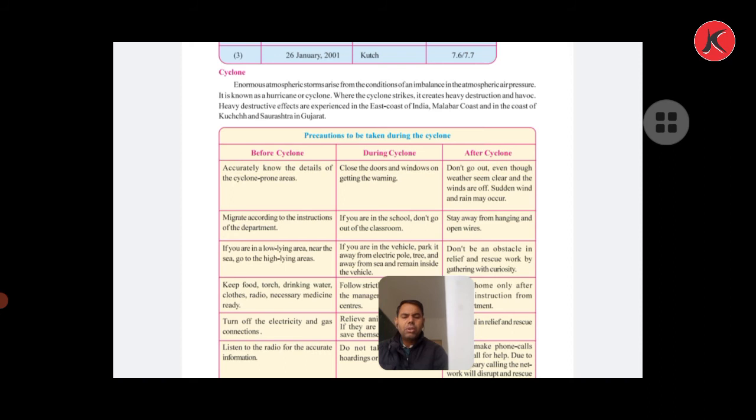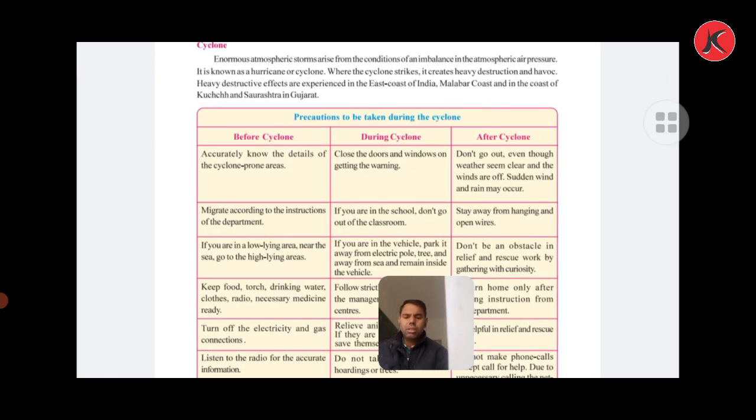Now here are the precautions to be taken during the cyclone. What do we have to do during the time of cyclones? So before the cyclone, when we are getting such information about cyclones, we have to accurately know the details of the cyclone prone areas. We have to reach there and have the details of that, so we can save our lives.